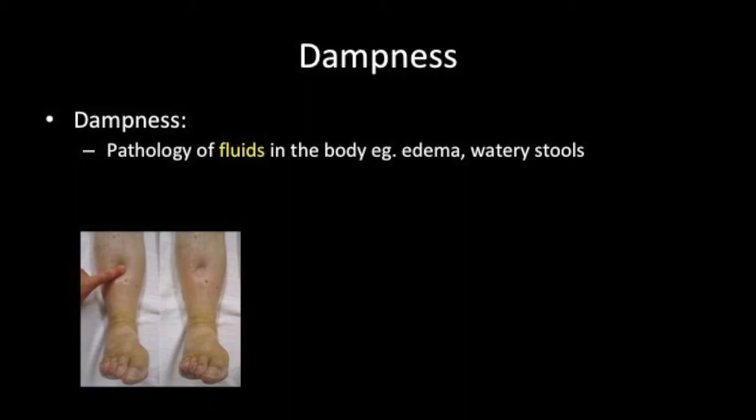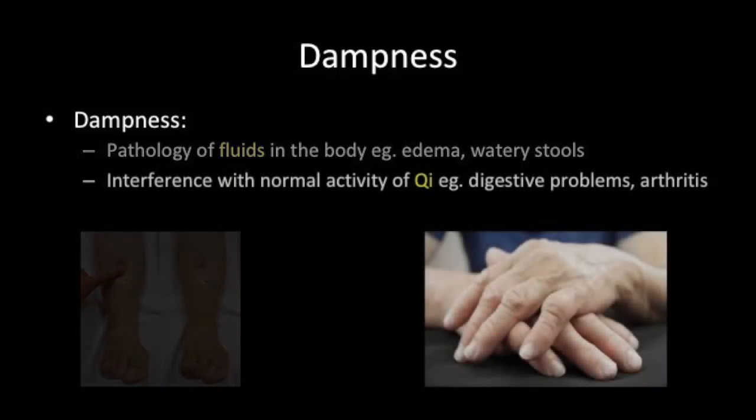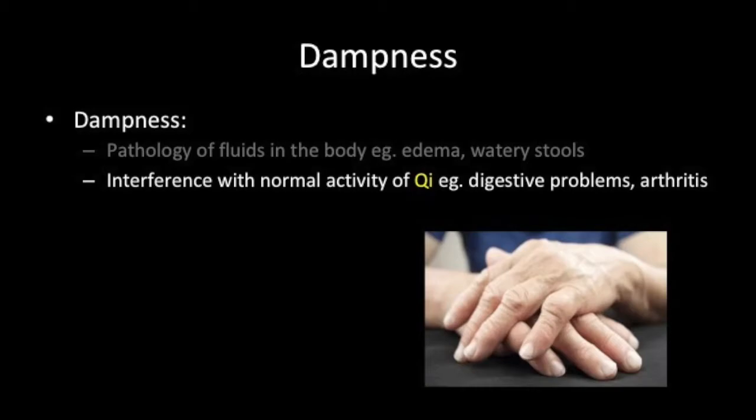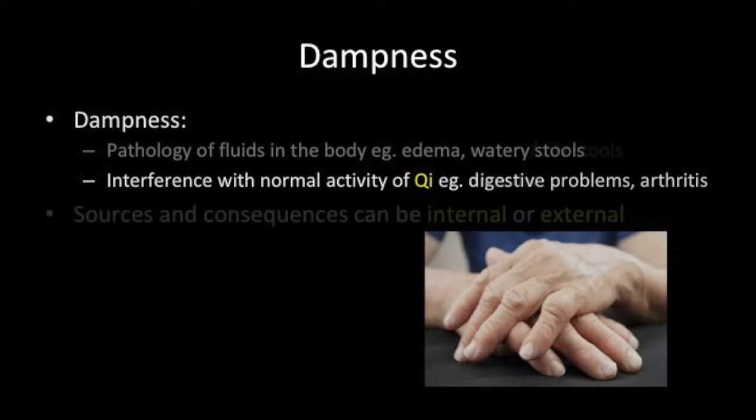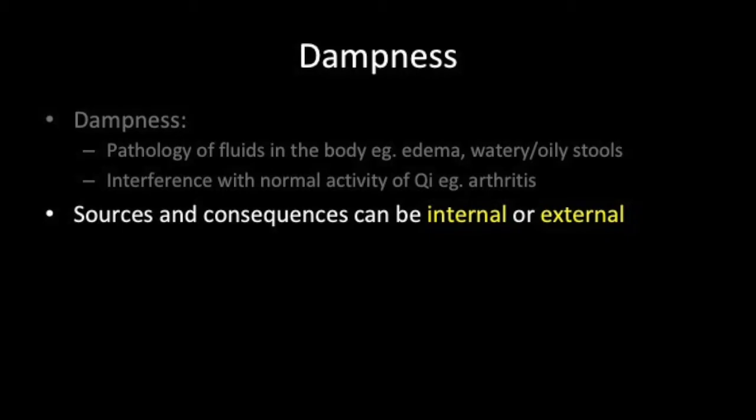First, the pathology of fluids in the body, as might be indicated by edema, swelling, bloating, or watery stools. And secondly, by its potential for interfering with the normal activity of qi in the body, as might be indicated by digestive issues or arthritis. Dampness is associated with a broad range of ailments, and its sources and consequences can be internal or external.